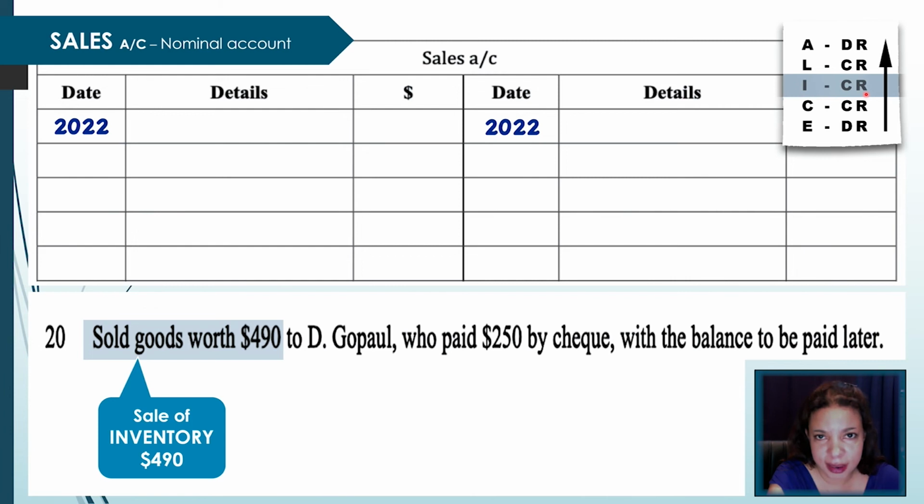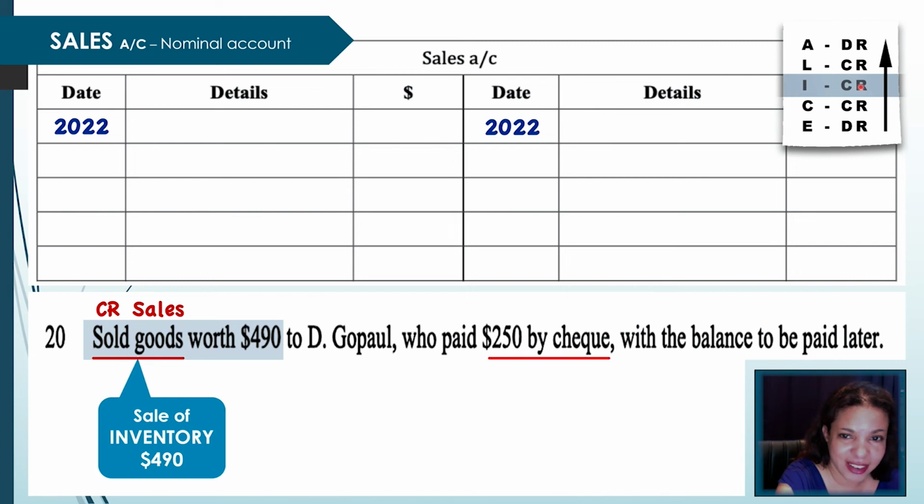Sales is income, which means sales would be credited. So which side are we supposed to go on? We're supposed to go on the credit side, right? So the other transaction would be $250 by check.